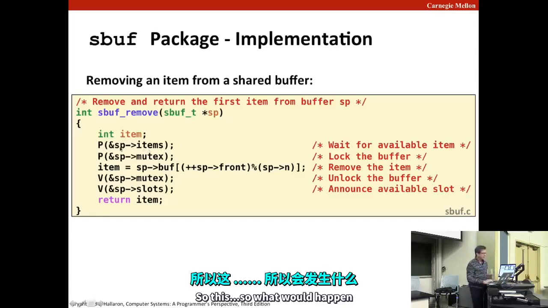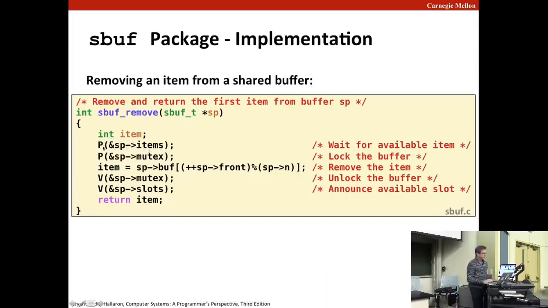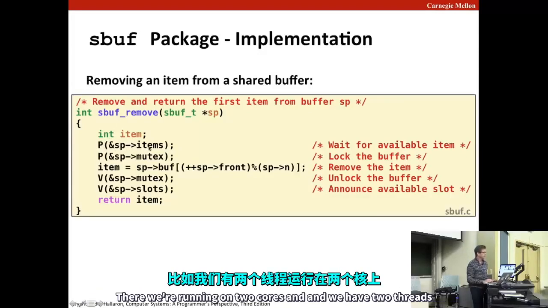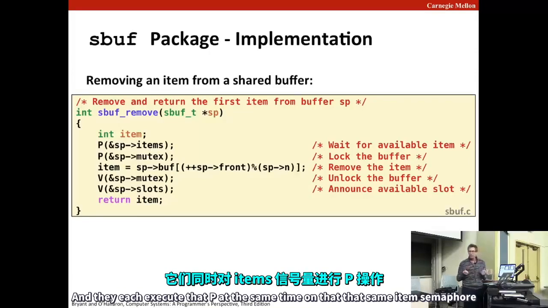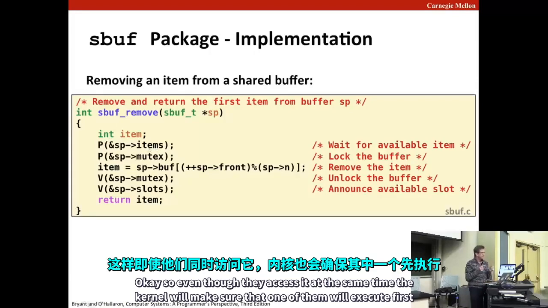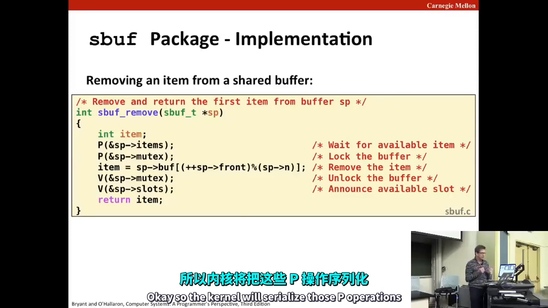So what would happen if two consumers did a P on this items semaphore at the exact same time? Say we're running on 2 cores, and we have 2 threads, and they each execute that P at the same time on that same items semaphore. Okay, so even though they access it at the same time, the kernel will make sure that one of them will execute first. Okay, so the kernel will serialize those P operations.